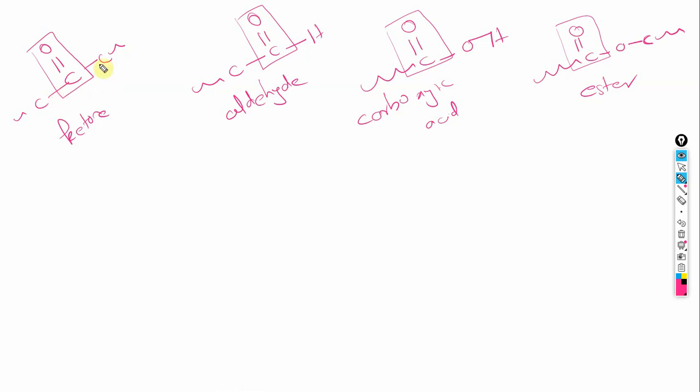But ketone is going to contain carbons on both sides. Aldehyde is going to contain carbon on one side and hydrogen on one side, or hydrogens on both sides. That's an aldehyde. Carboxylic acids contain an OH, and esters contain an OC bond. So these are all examples of the C double bond O containing structures. And of course previously we saw an alcohol and ether which contain oxygen as well, but they don't have oxygen with a double bond. Alcohols and ethers have oxygen with a single bond. So that is that.